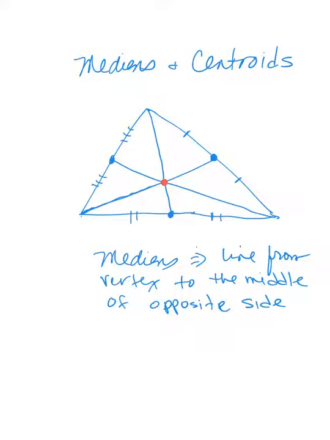So a median is a line between the vertex and the halfway mark of the opposite side. When a median hits the opposite side, it cuts that side in half. The three medians intersect at a point called the centroid. And the centroid is the intersection of three medians.